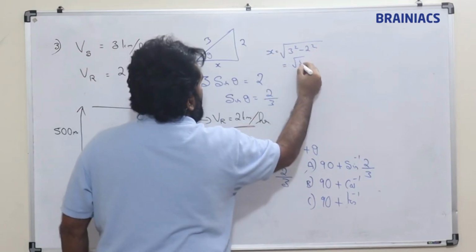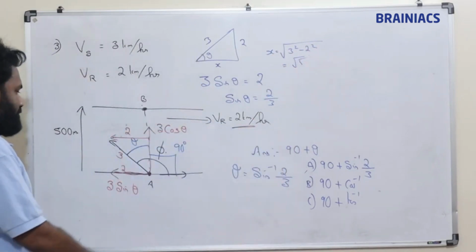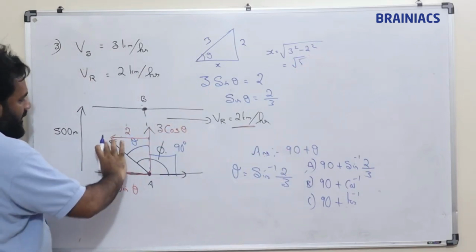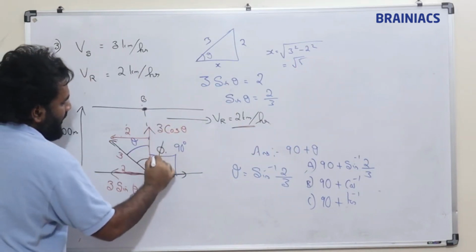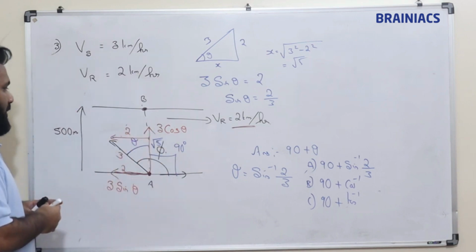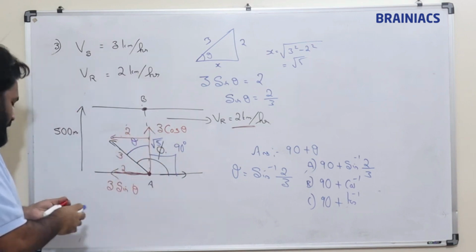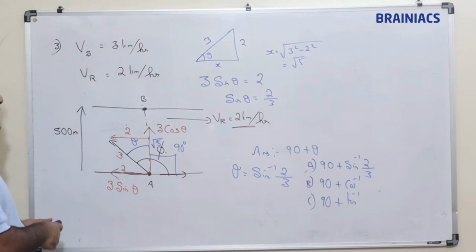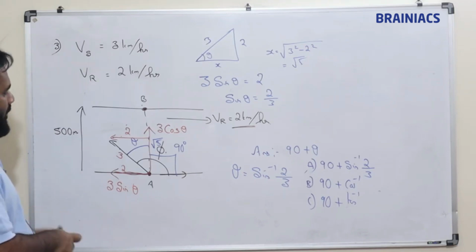This is going to be root 5. So this side could be root 5. So I am getting this side as root 5. So if we need to address in terms of cos, that is also possible.